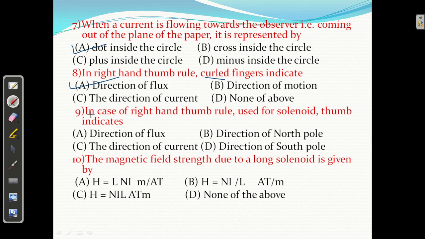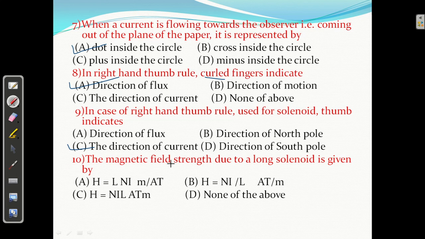Question 9. In case of right hand thumb rule used for solenoid, thumb indicates direction of current. In right hand thumb rule, hold the current carrying conductor in such a way thumb indicates the direction of current, right? Then all these curled finger indicates the direction of flux produced. Okay.